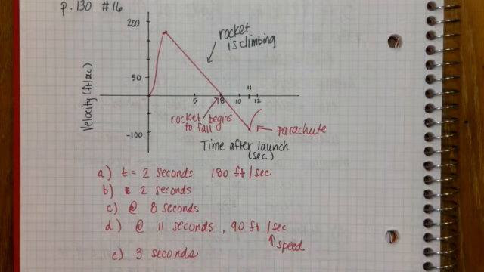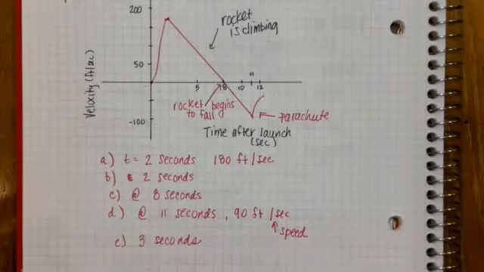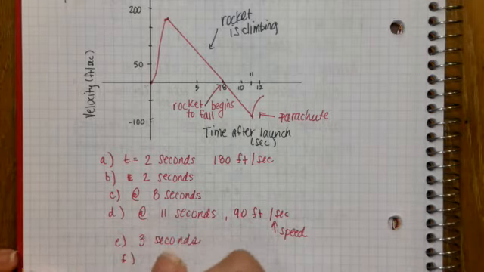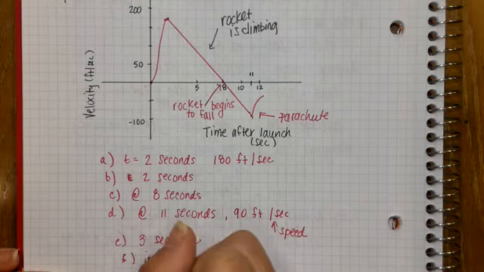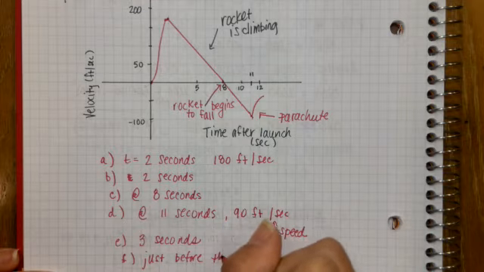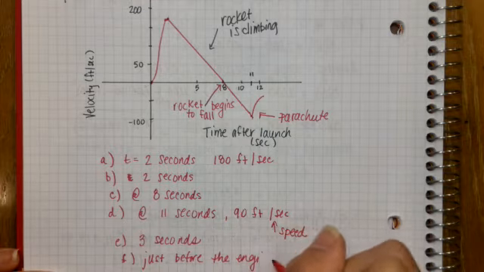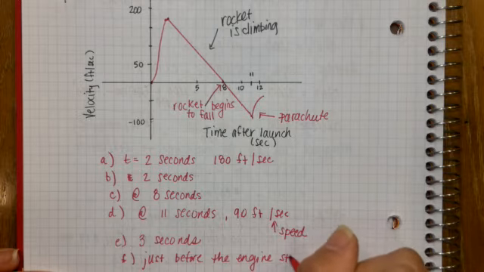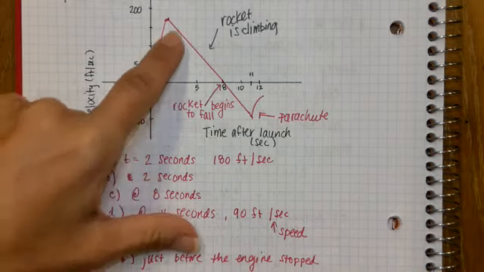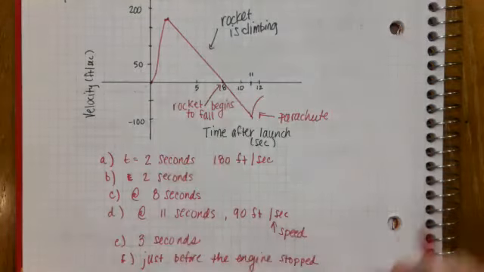Okay, and then when was the rocket's acceleration the greatest? Okay, so if we want to know when the acceleration is the greatest, it's just before the engine stopped. It's accelerating. So that looks like 2 seconds-ish.